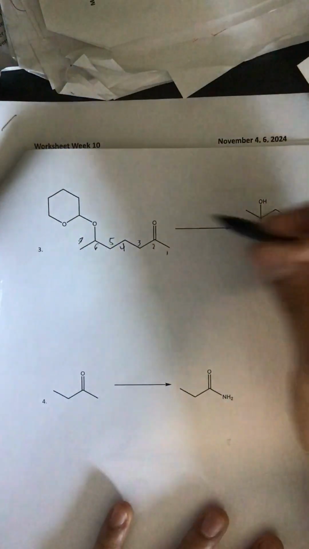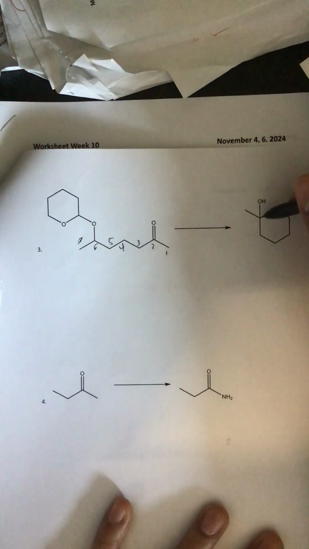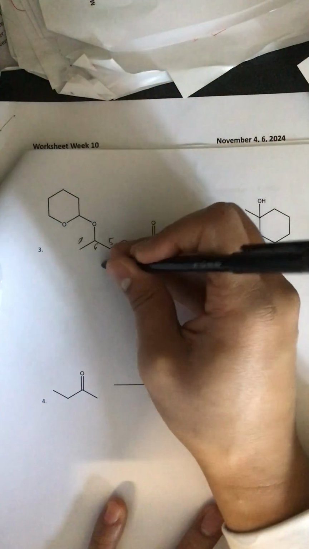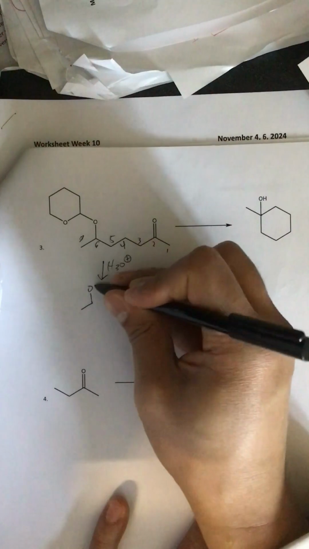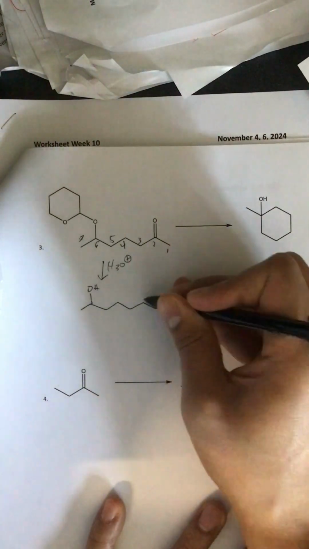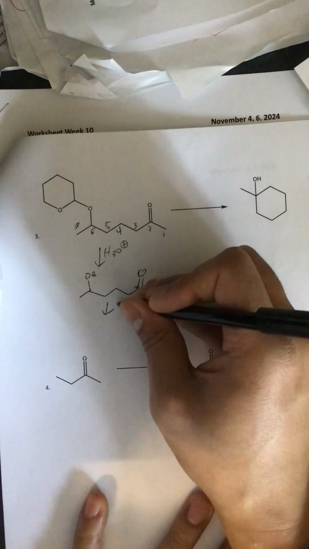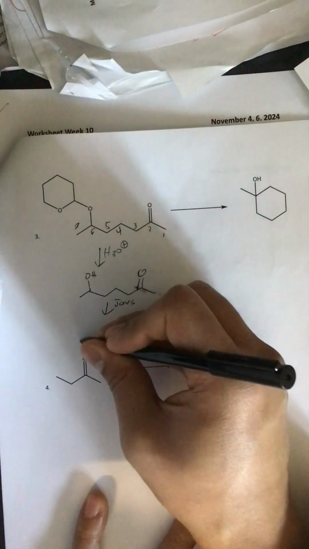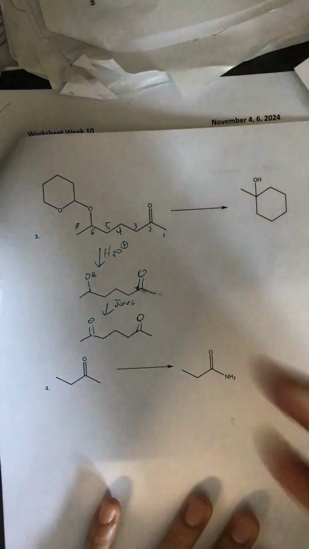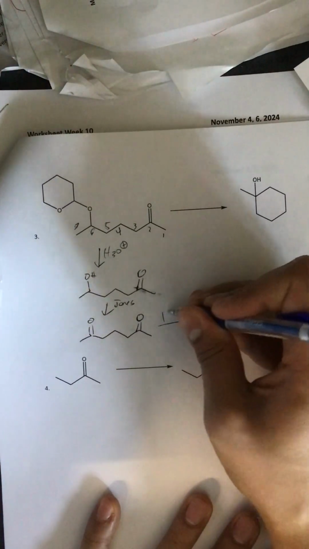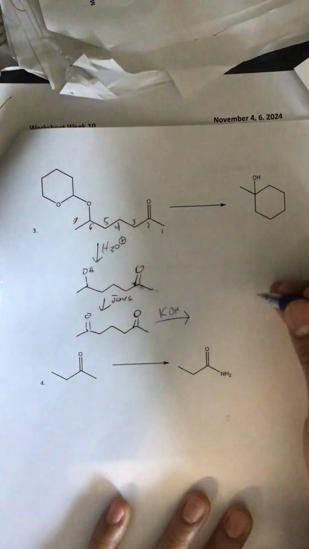So I think what I want to do is get this to a dicarbonyl. I'll do an aldol, and I'll get a 7-membered ring, just like this. This is one thing. So if I do H3O plus, I'll get to here, right? Then if I do Jones, I'll get to here. Now I can use KOH. 1, 2, 3, 4, 5, 6.